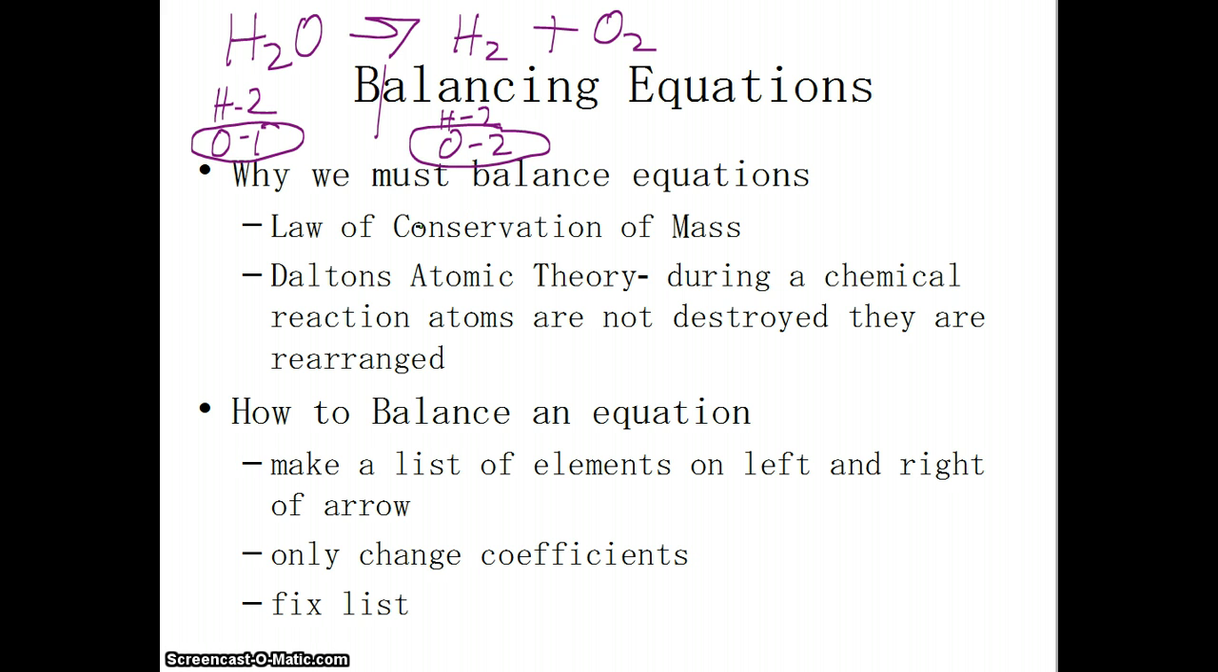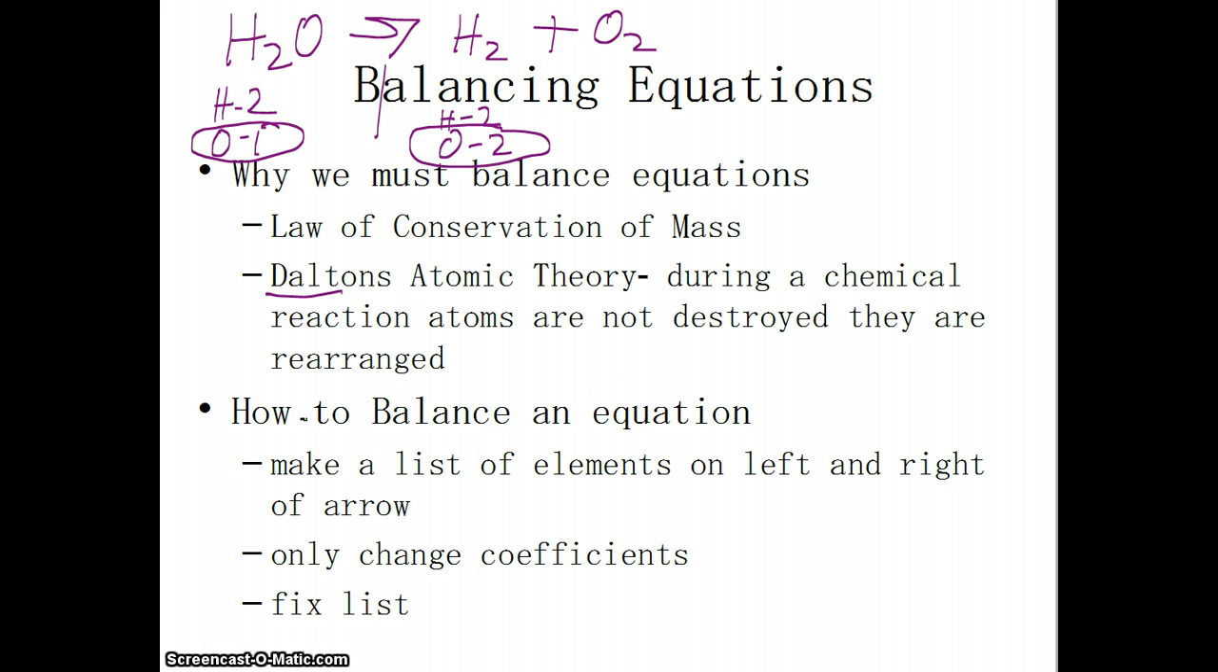So we must balance equations. We must make sure they're balanced, and this basically is the law of conservation of mass. That comes from Dalton's atomic theory. Dalton's atomic theory states that during a chemical reaction, atoms are not destroyed, they are rearranged. So the amount we put in is the amount we get out.